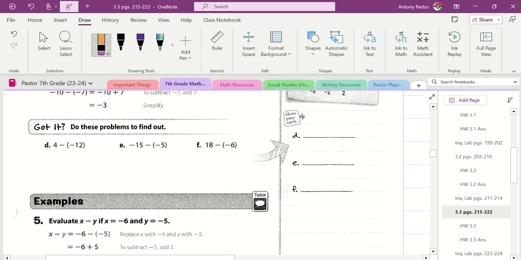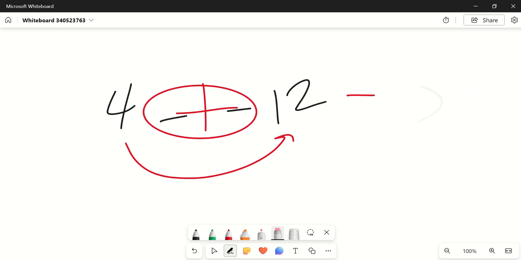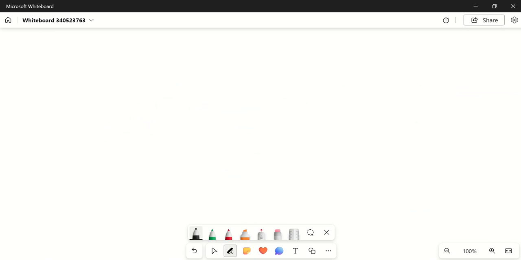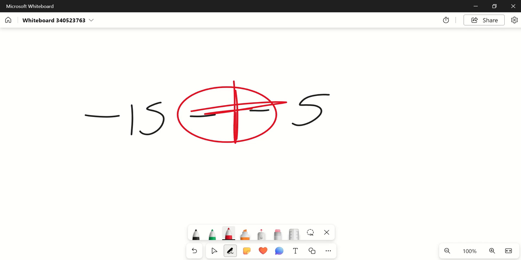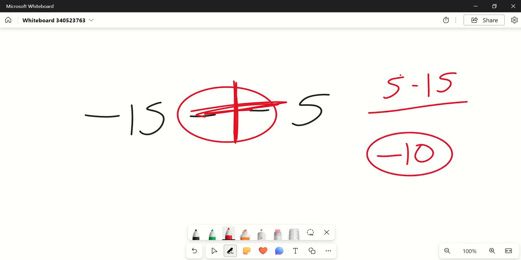Negative 15 minus negative 5. These two will converge into an addition symbol, but this isn't just 15 plus 5, it's negative 15 plus 5. So if I owe somebody $15 and then I found $5, I'm going to jump 5 times to the right. So it's the same thing as saying 5 minus 15, which will actually equal negative 10. So my answer here is negative 10.